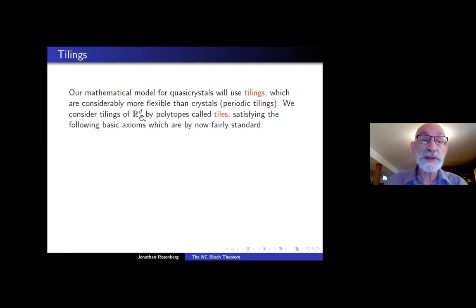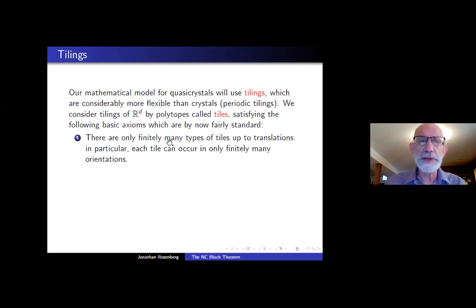So you have tilings of, let's say, Euclidean space of dimension D by polytopes, which are called tiles, and they satisfy the following sort of standard axioms in the usual model. So first of all, we assume there are only finitely many types of tiles up to translations, and each tile can occur in only finitely many orientations.